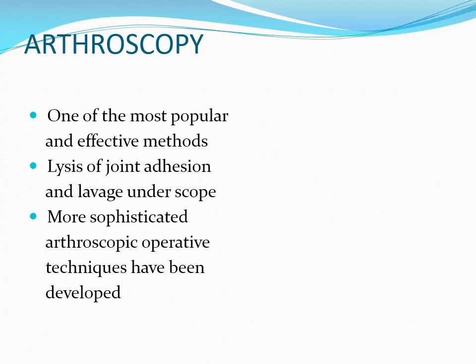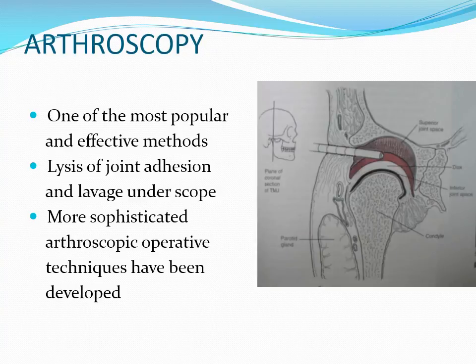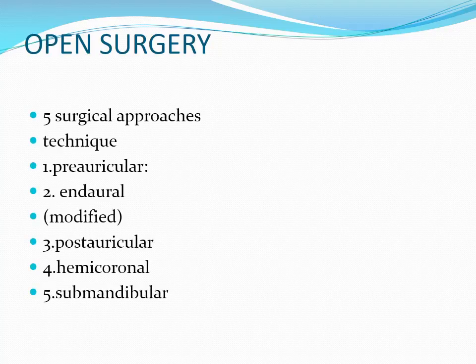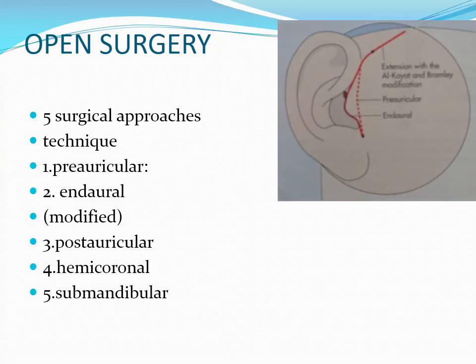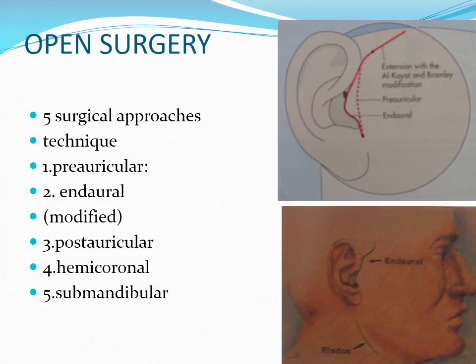Arthroscopy. Scopy, just to look. In this one, you observe the joint. More sophisticated arthroscopic operative techniques have been developed, and you can now lyse adhesions, or we can do open surgery. Five surgical approaches are known. We have the pre-auricular, as you can see from the diagram. We have endaural, post-auricular, hemicoronal, and submandibular. The incision is shown in the diagram.